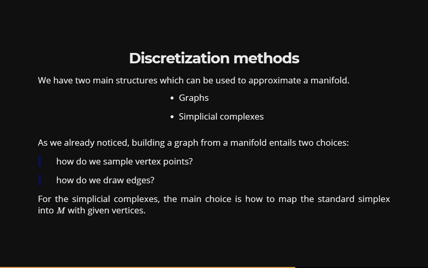For simplicial complexes, the main choice is how to map the standard simplex into M with given vertices. Once we have the points we want, we still have to sample vertices. It is the same as in graphs. But then the main difference is how to place the triangles. In what sense do these triangles correspond to the manifold?